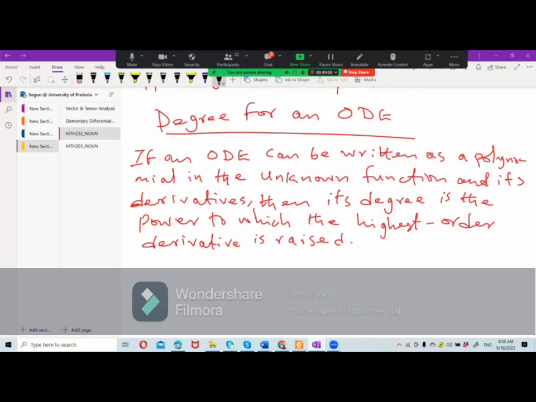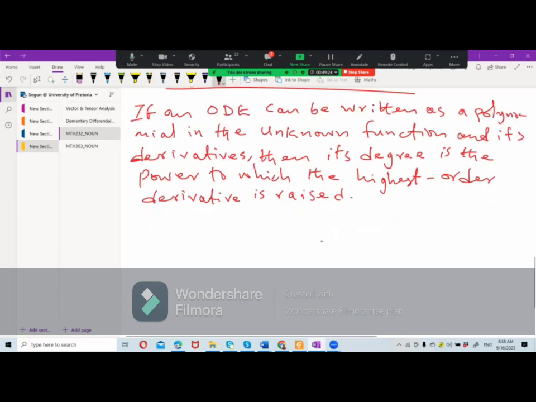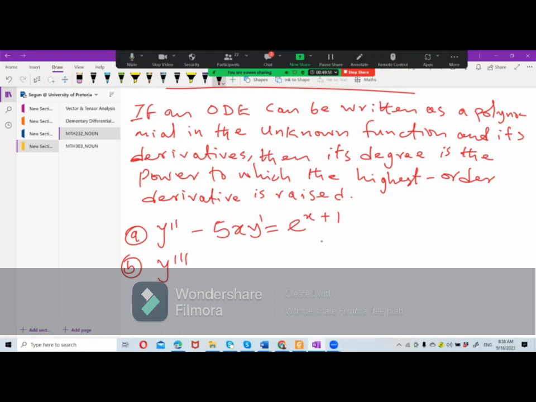Now, let's look at the examples before we talk more about it. So when we are talking about derivatives, what do we mean? Okay, look at the following equations. A: y'' minus 5xy' equals e^x plus 1. B: y''' minus 5xy' equals 1.